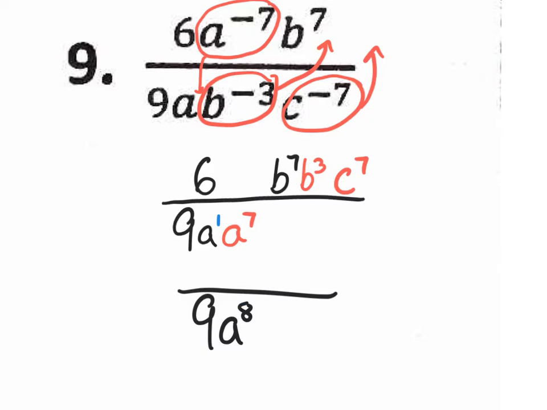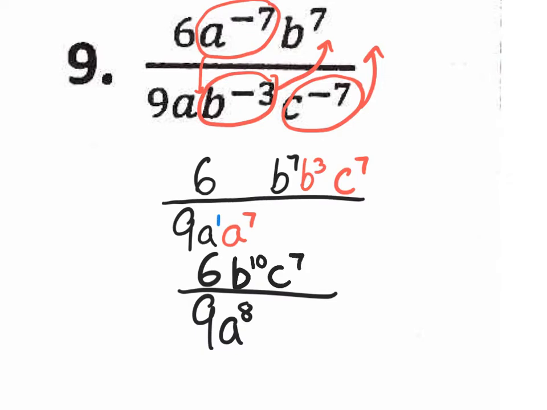Up on top, we have the 6 that's still up there. And we also have b to the 7th times b to the 3rd. That's going to be b to the what? B to the 10th. That's right, b to the 10th. And that c to the 7th, you're going to leave it up there.